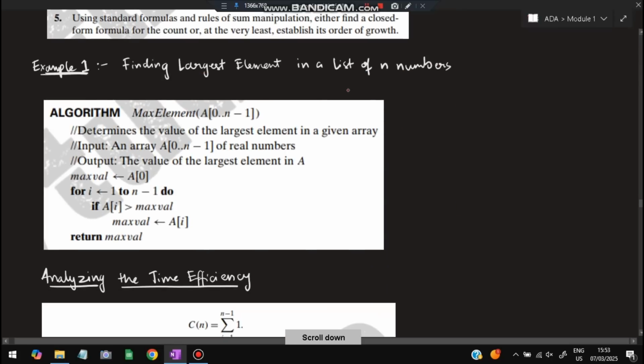So understand what we have to do. First, write the algorithm here. What is the maximum element? There is a set of numbers given, and in this set of numbers you have to find out which is the largest number. So what is the input? An array 0 to n minus 1 of real numbers. The output will be the largest number present in the whole array.